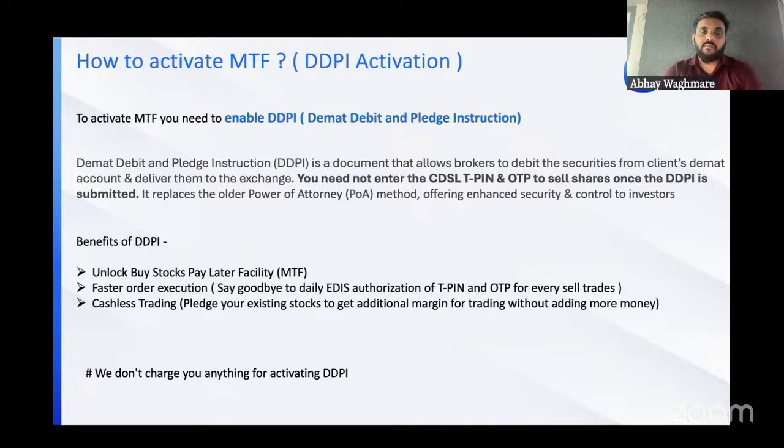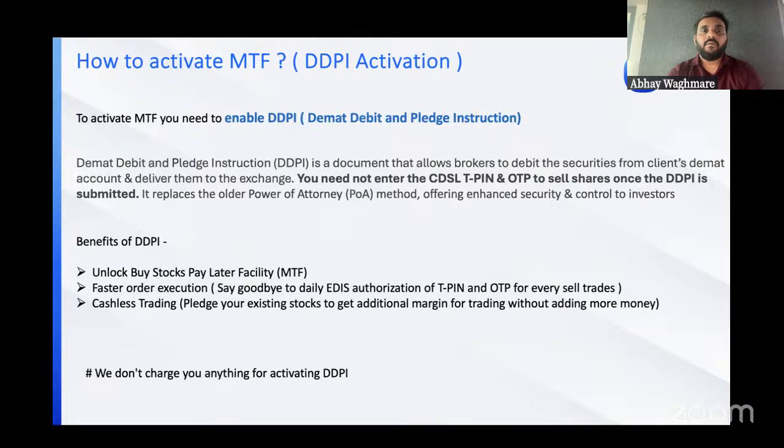Cashless trading is simply nothing but, now let's take an example. You have stocks worth rupees 1 lakh as of today in your portfolio in a demat account. So, you have 1 lakh worth stocks in your portfolio as of today.